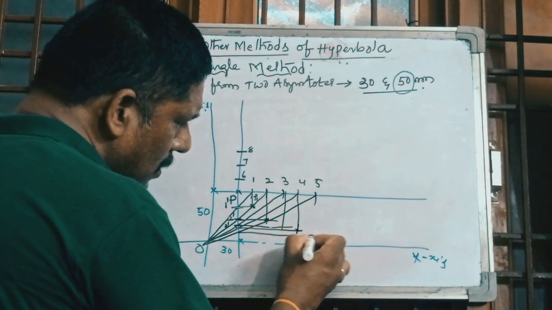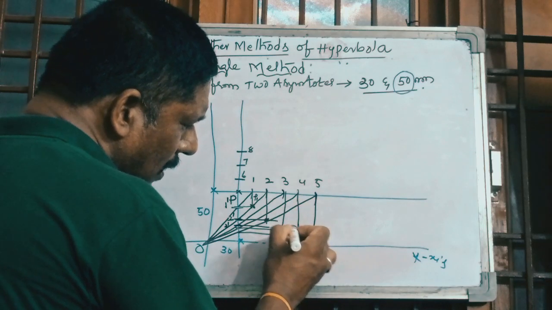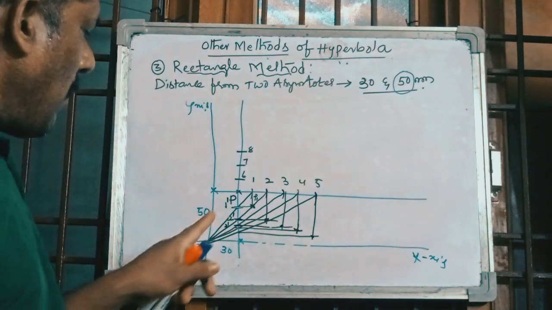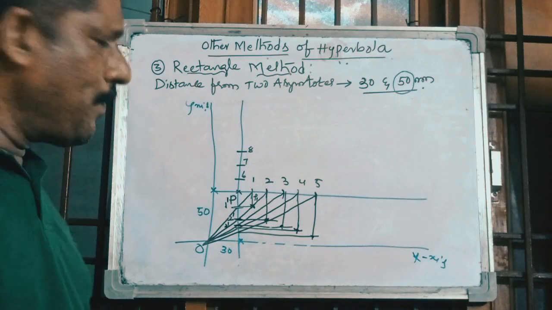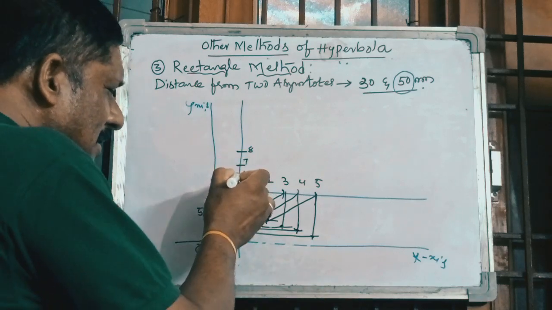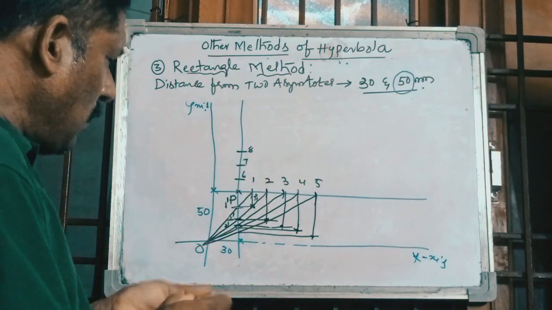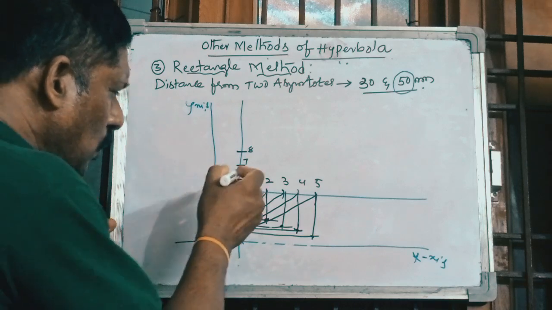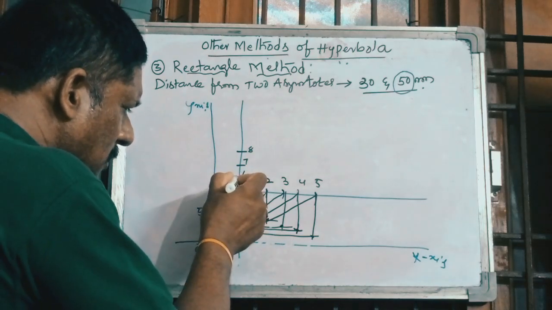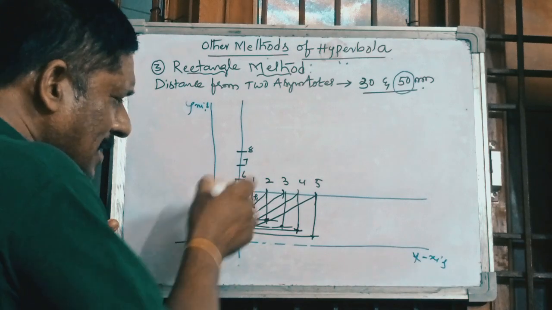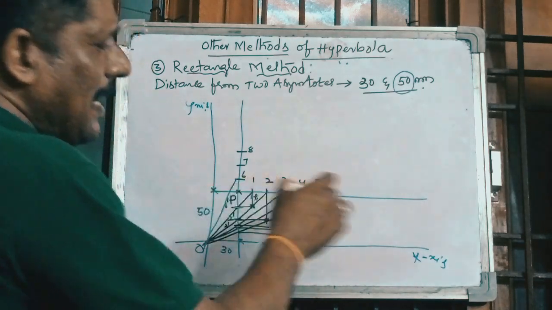So from here, draw the line. So like that you will get all the points. Mark points 1, 2, 3, 4, 5. And the sixth point, once again, join the sixth point here, 6 to O. Same similar procedure, 6 to O. So while joining, this horizontal line cuts.